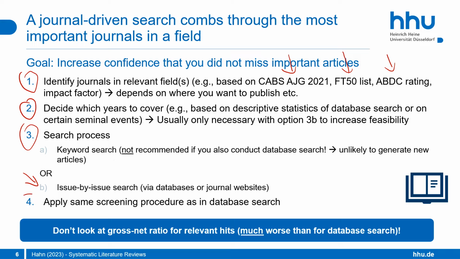And you then usually apply, of course, the same screening criteria and procedures as in the database search. And then again, do not look at the gross to net ratio for relevant hits for a journal-driven search as you would do in a keyword search, because that just doesn't work. As I explained earlier, it's much worse than for a database search.